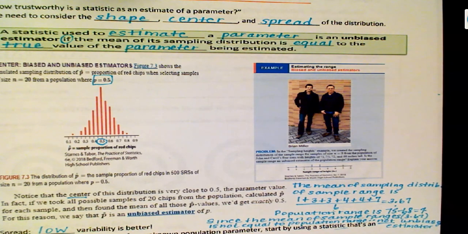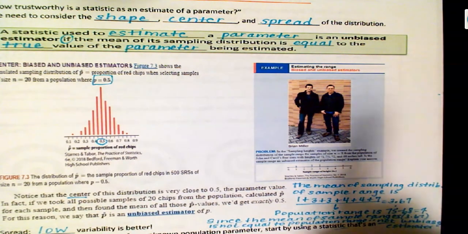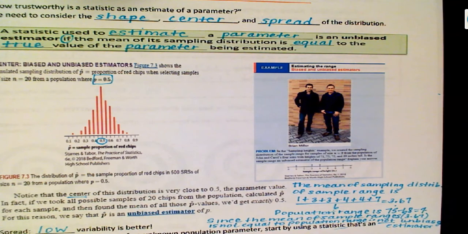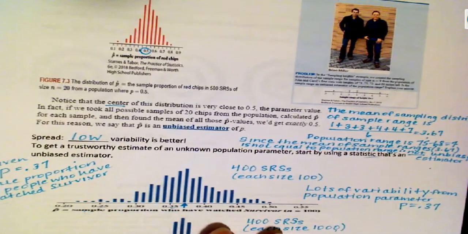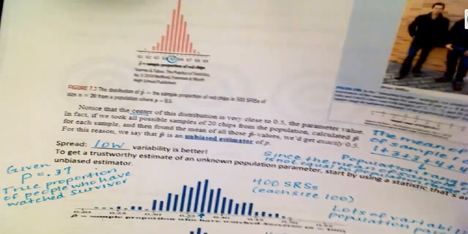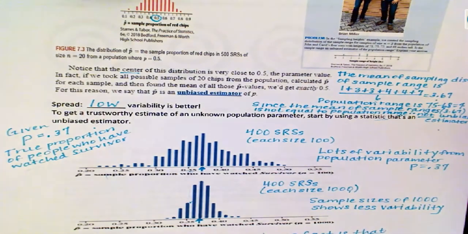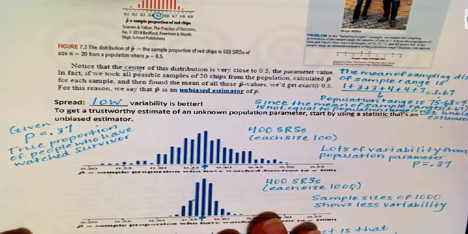So this was an unbiased estimator and this was not. Okay, spread. Low variability is better. When you talk about spread, it's the variability. So here's the problem here. We're going to talk about this situation.